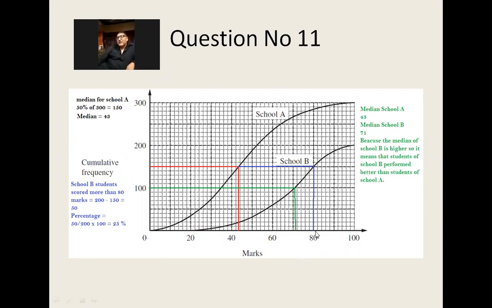So from 80 marks, you can see I went up to the cumulative frequency curve, and from there I checked what's the value here. This frequency is 150. But the total people in the school B are just 200. So the people who scored more than 80 marks will be 200 minus 150, that will be 50 people. So that was the second part. Let me check the next part.